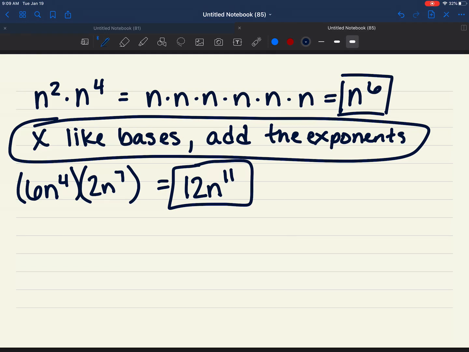Every year somebody tries to just add everything, right? But this is referring to exponents only. The rule for adding is for exponents only, okay? So regular numbers, you just do the operation that it asks for. So 6 times 2 would give you 12, and then you add the exponents because n has the same base, okay?